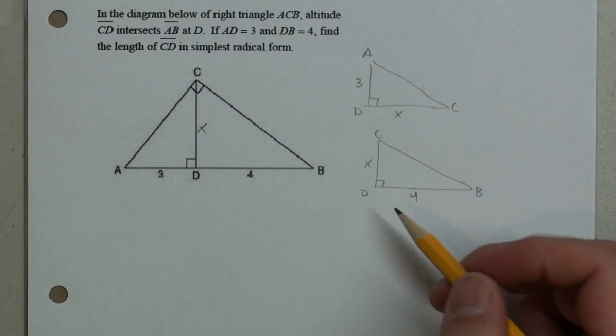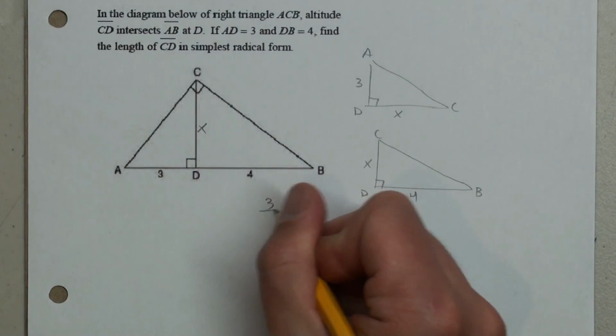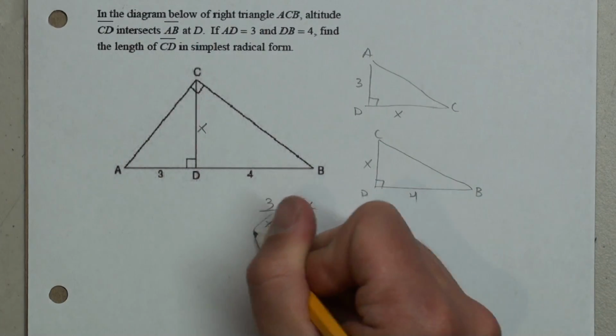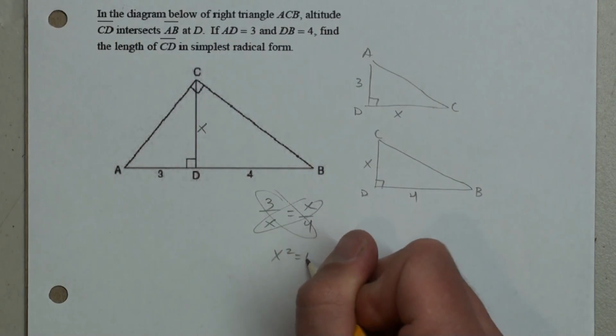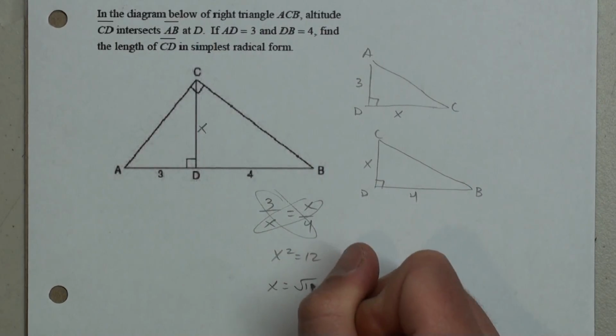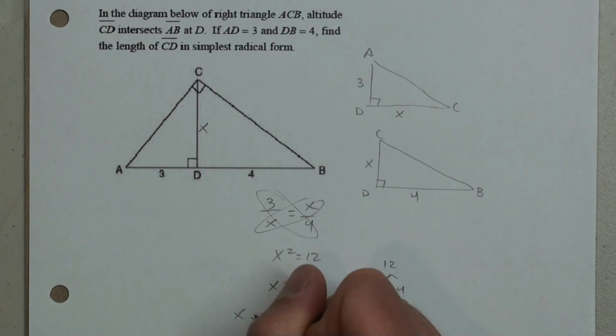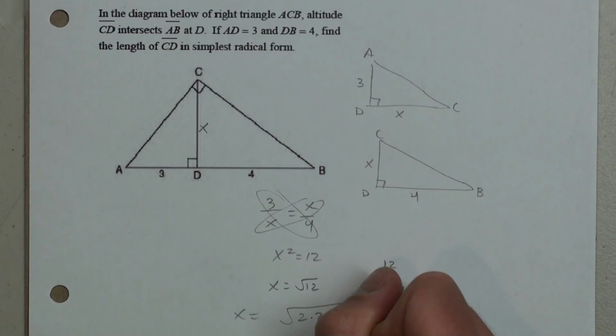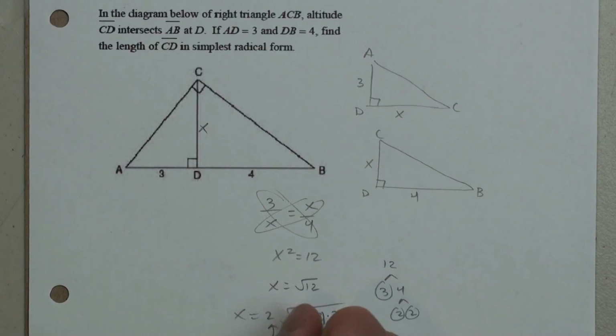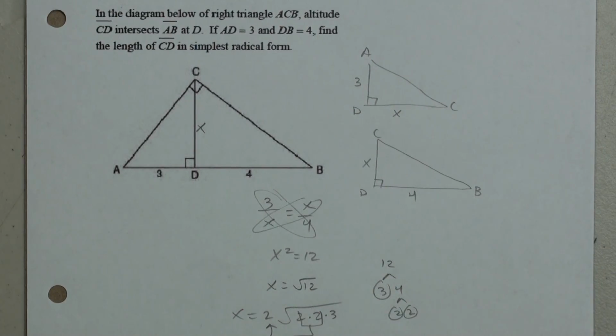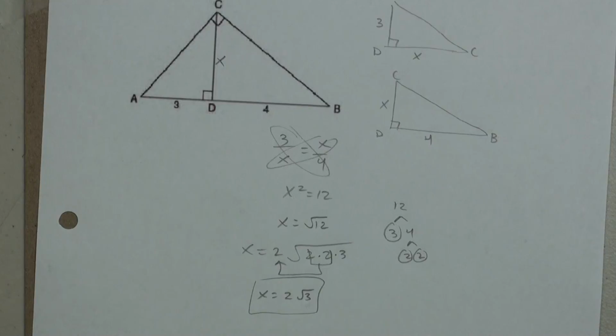I want CD. 3 over x equals x over 4. X squared equals 12. X equals the square root of 12. The square root of 2 times 2 times 3. X equals 2 square root of 3. Okay? Simplest radical form. Last one for tonight.